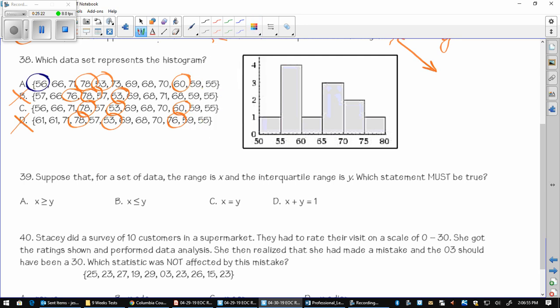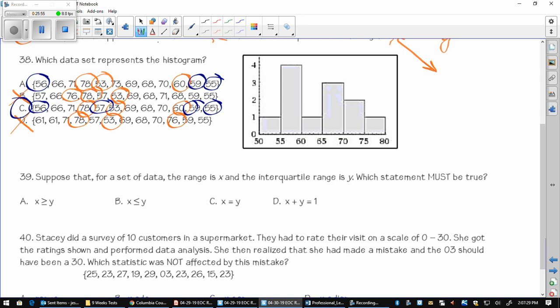So 1, 2, 3. Looks like that's it. Okay, on C, we have 56, 57, 59, and 55. So C has 4 in that category. So C is my right answer.